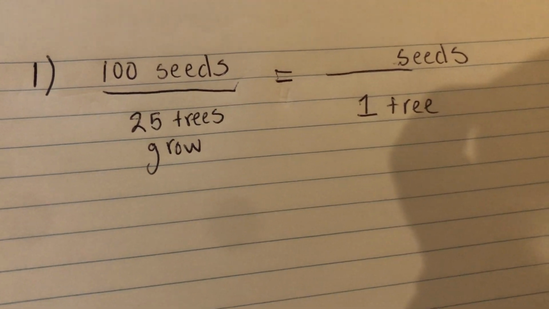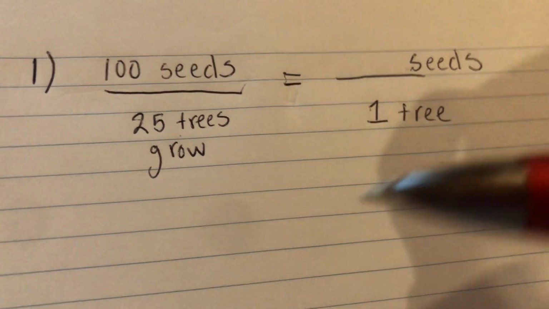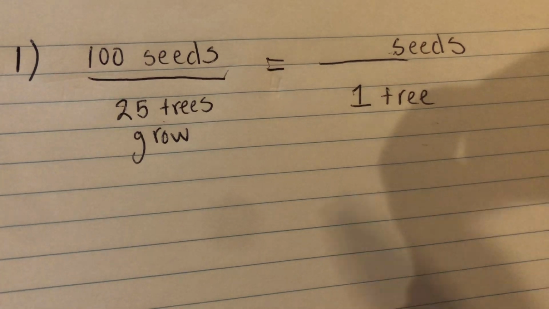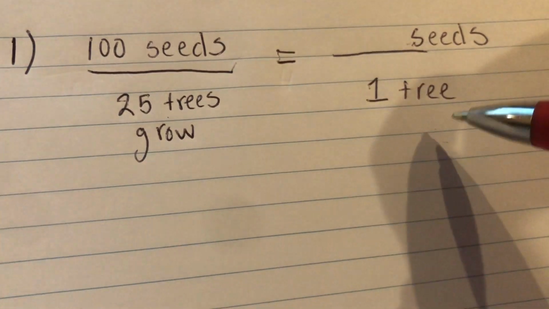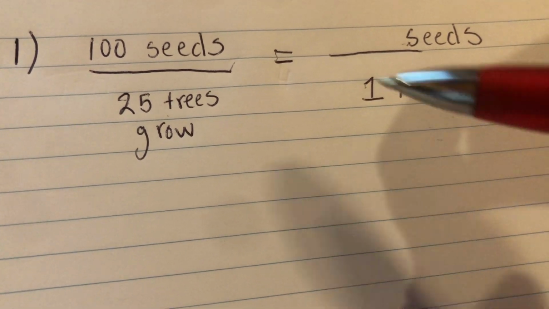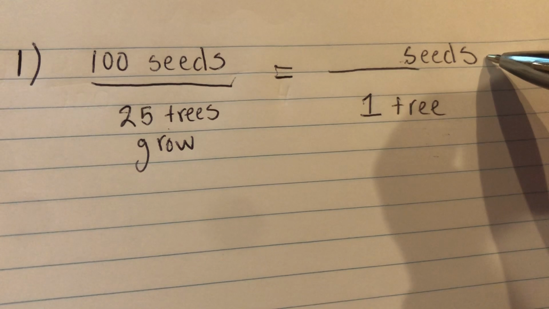So in the CFS, it tells you that your units need to be aligned. We need to be very aware of the units. So if trees are in the bottom, then my second ratio in my proportion has to have trees in the bottom. And if seeds are in the top, my second ratio also has to have seeds in the top.